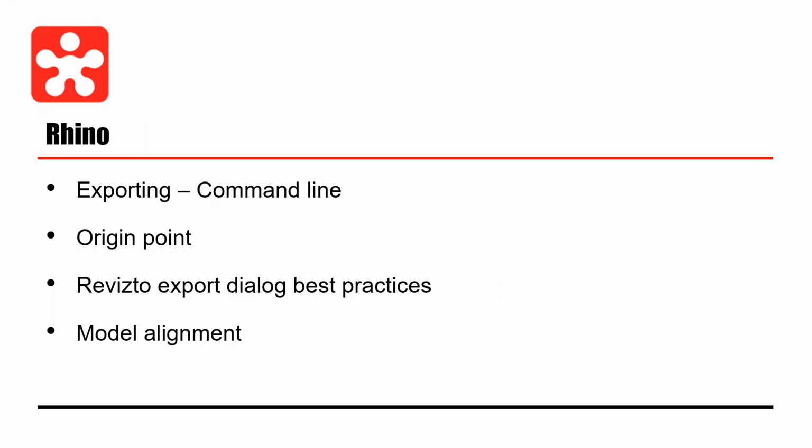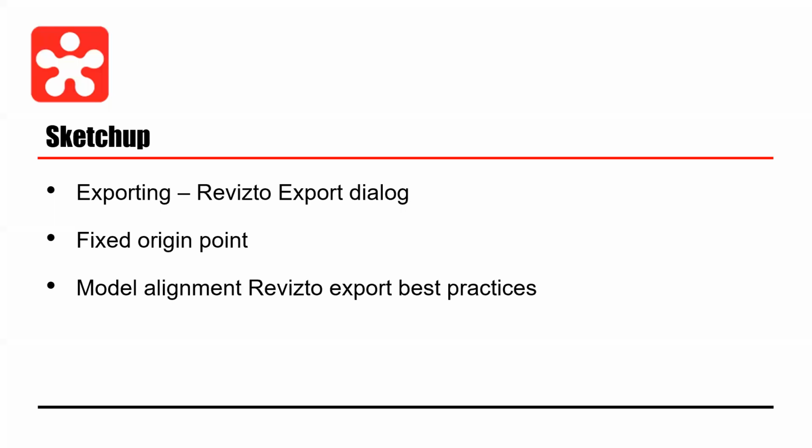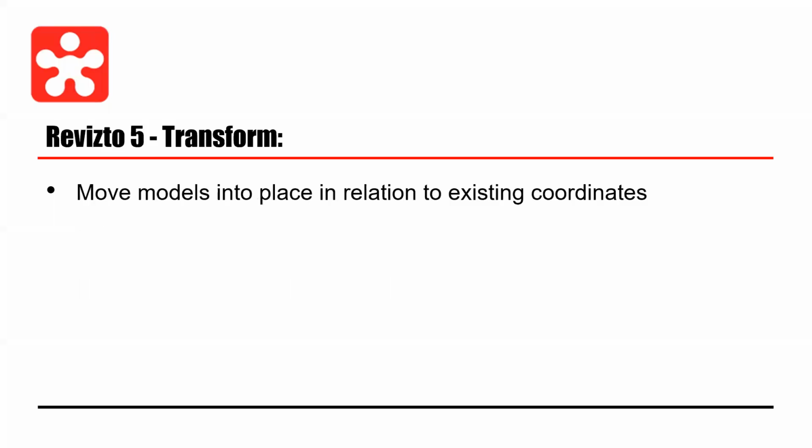So again, dive into the plugin, exporting, look at the origin point, some of those model alignment items, and then a few things I like to recommend for best practices, as well as SketchUp. So I brought a SketchUp model into the project as well. Again, we'll take a look at exporting, export dialog, the origin point, talk a little bit about that, and then finally, how to align those models in Revizto.